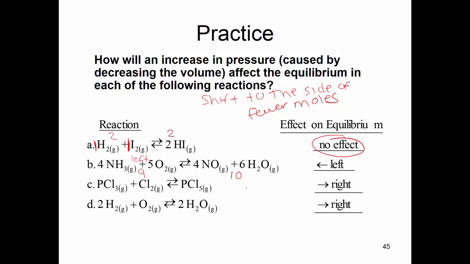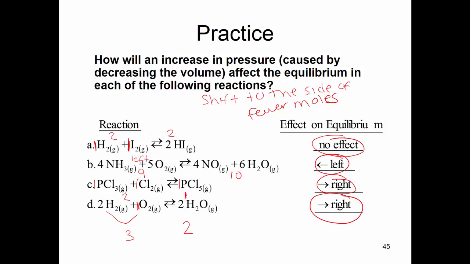Okay, I have 1, I have 2, and just 1. So here, if I shift to the side of the fewer moles, I'm going to shift to the right. I have 3 moles and 2. So I'm going to shift to the side of the fewer moles when I increase pressure. I'm going to shift to the right.